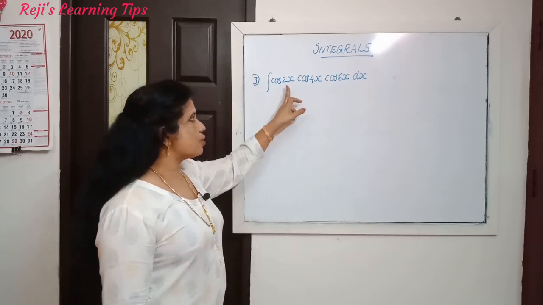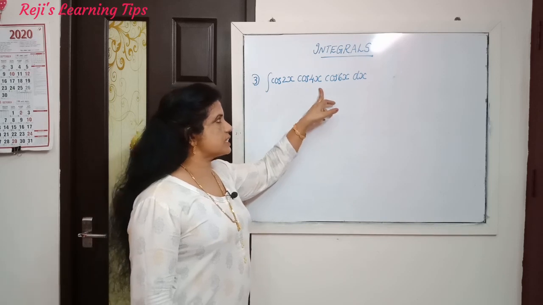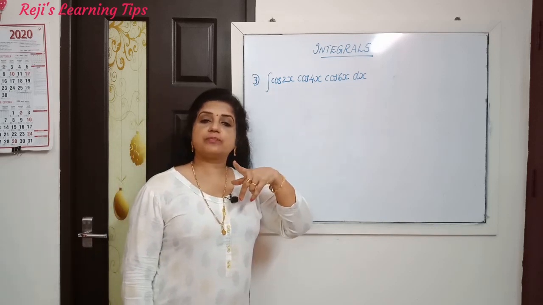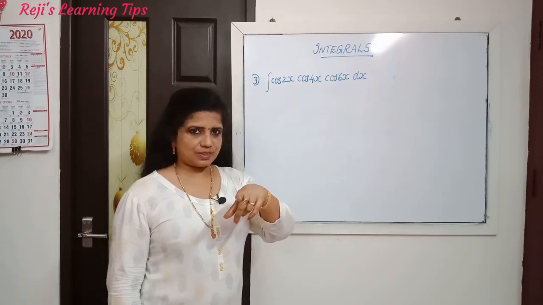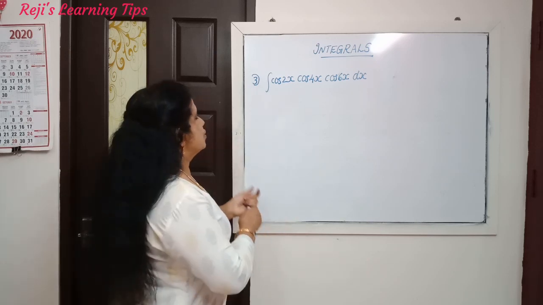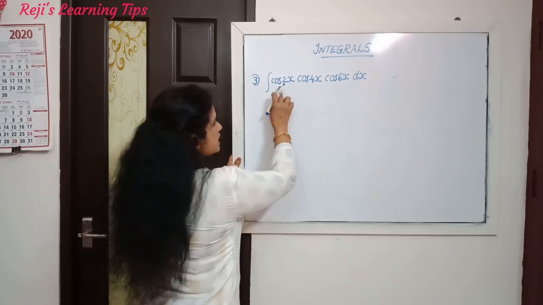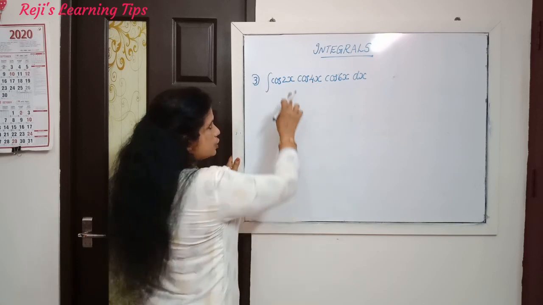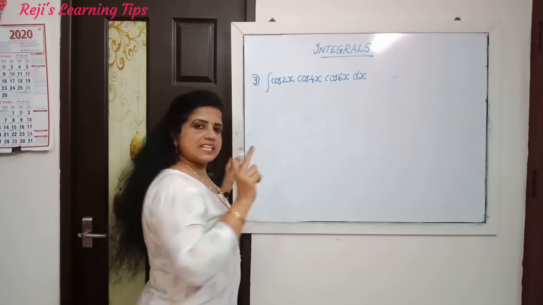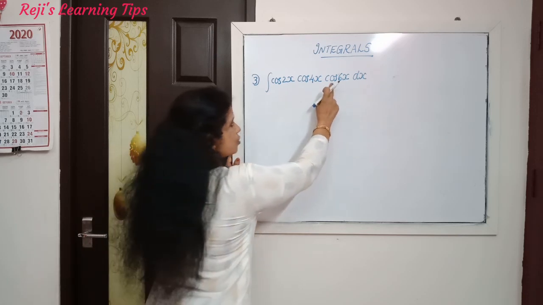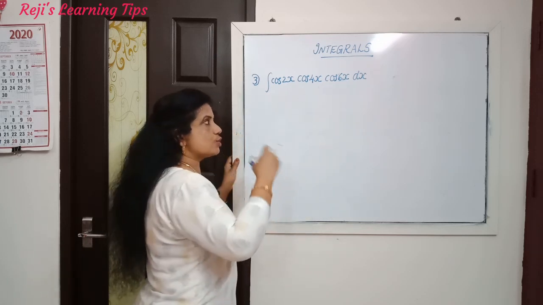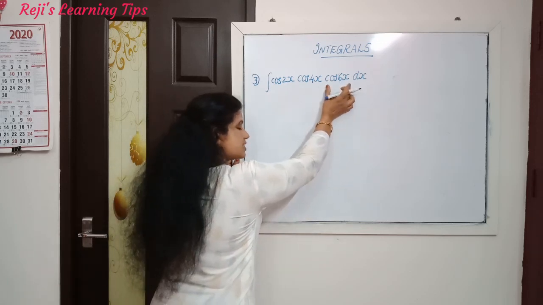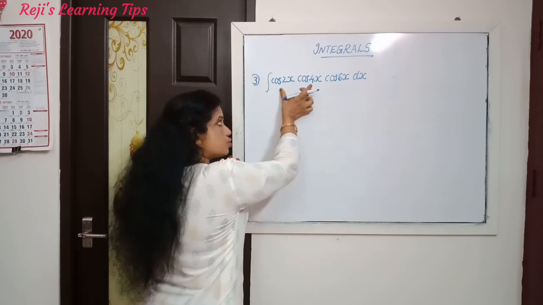Integral of cos 2x cos 4x cos 6x dx. How can we do this? Let us see. First, we should take cos 2x and cos 4x together. 2x plus 4x is 6x. Here cos 6x is also there, so you should leave cos 6x and take these two.